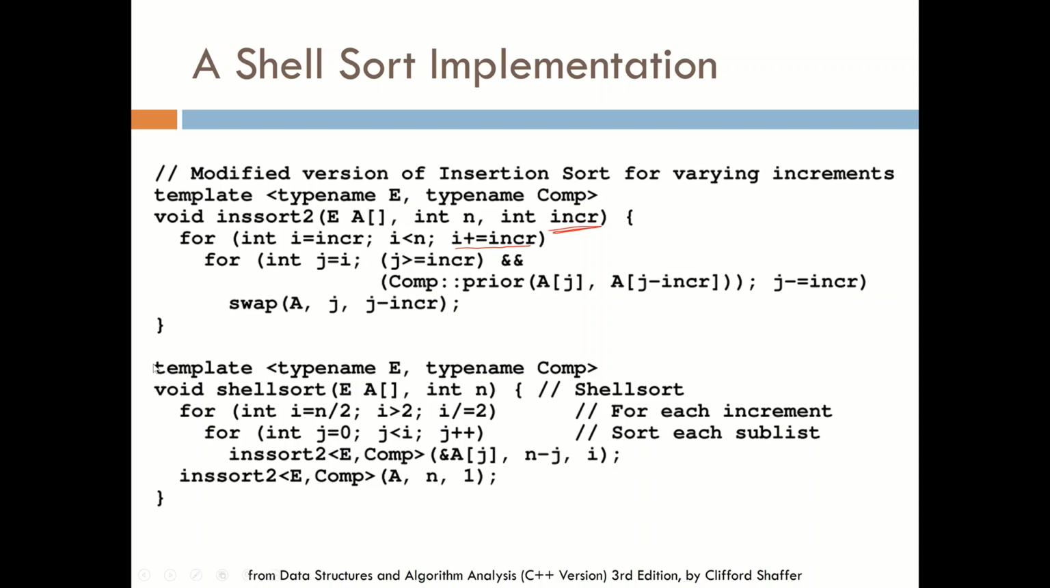So the actual ShellSort algorithm is fairly compact. As you see there, it's about 4 lines, and again, it relies on the modified insertion sort routine that you see above, which is 5 or 6 lines.